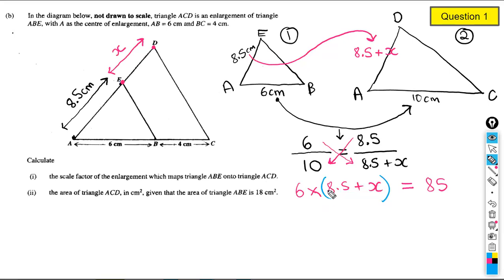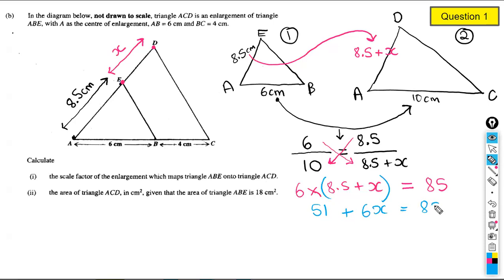So now we're going to take our time and multiply both items by 6. Super simple, but super important. 6 multiplied by 8.5 is 51, plus 6 multiplied by x is 6x.